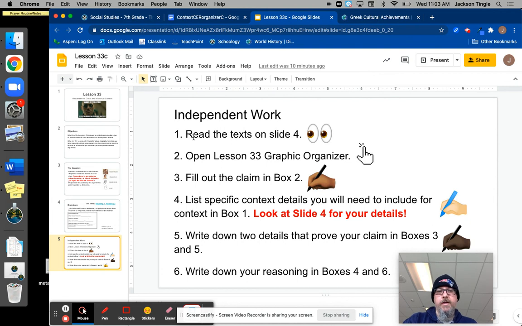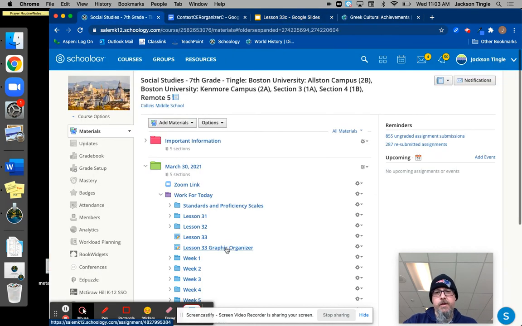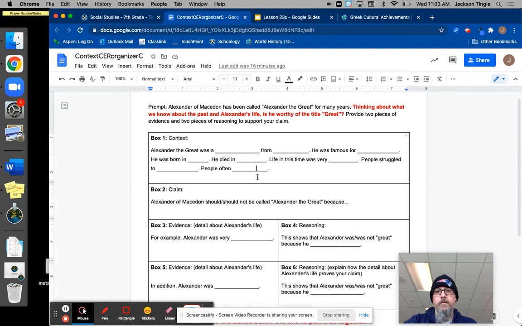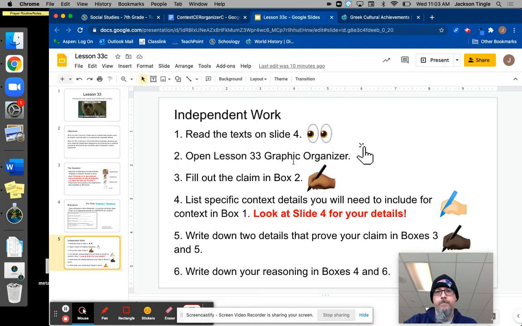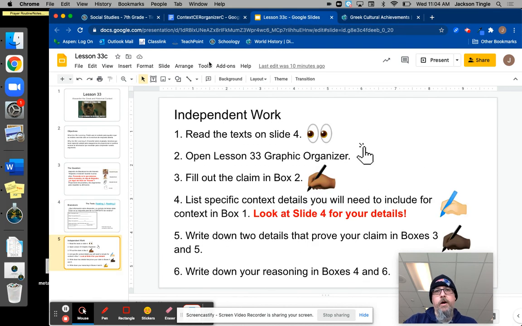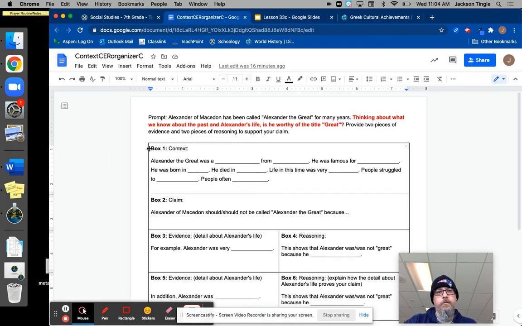You have read the texts on slide 4, right? We've filled out the brainstorm too. Lesson 33 graphic organizer, you will see it. It looks like this. I will embed directions here to help you with that. List the specific context details you will need to include in box 1. Look at slide 4 for your details. Box 1 is right here.